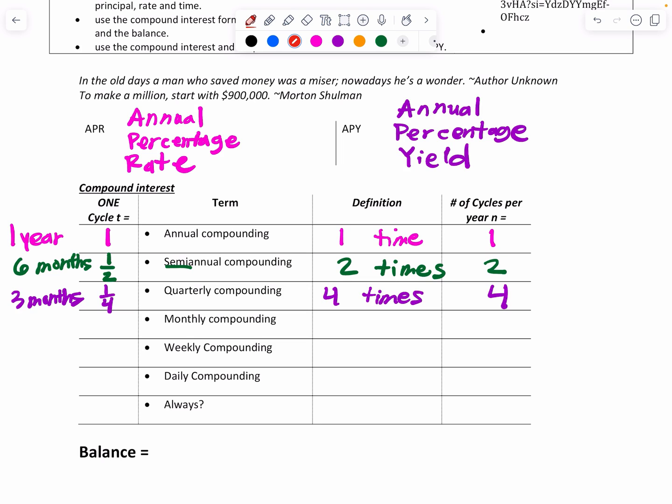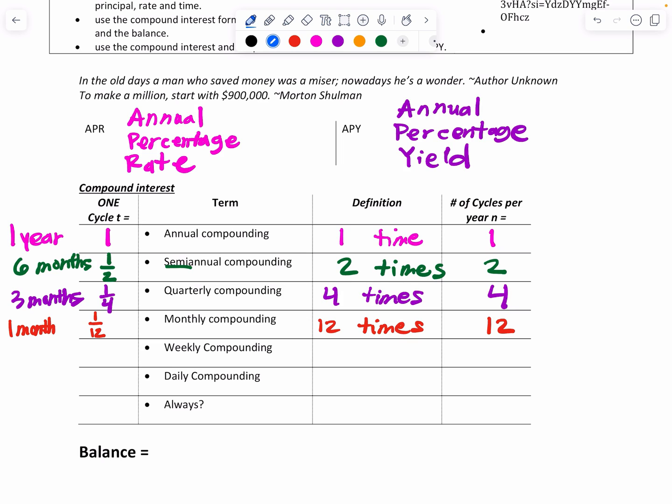Now, if it's compounded monthly, it's going to be compounded every 1 month, so every 1/12 of the year. And as the year goes by, it will be compounded 12 times. So your N would equal 12.